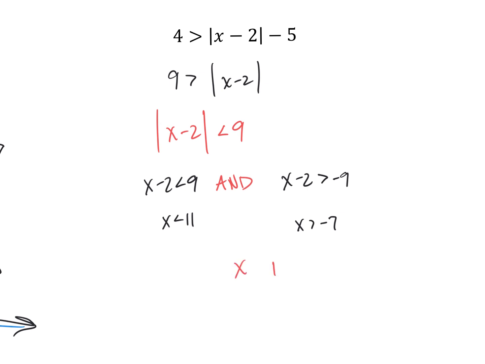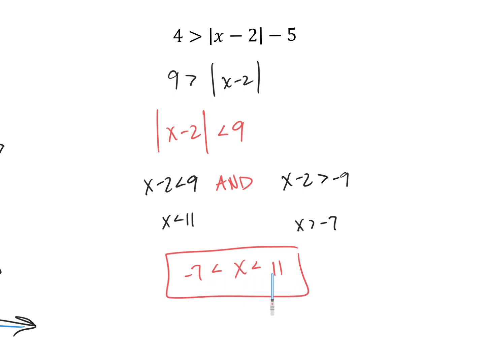When it's an and, you guys, you always put the variable in the middle. You put the bigger number on the right, the smaller number on the left. Then my signs will always be less than signs. Always. They will always match. Because this is saying my x's are bigger than negative 7, and my x's are less than 11.